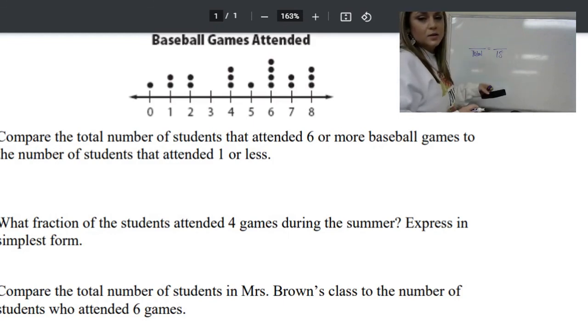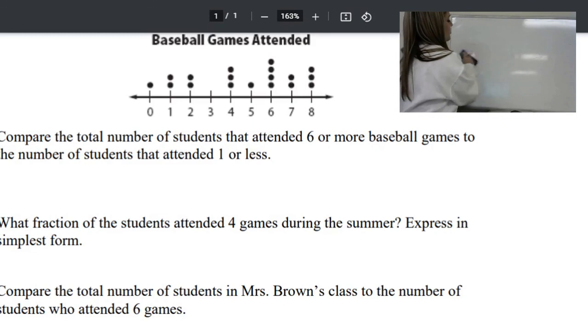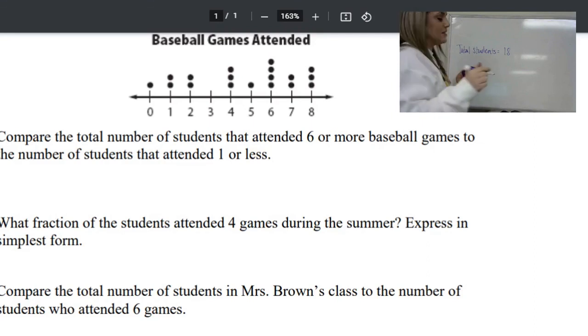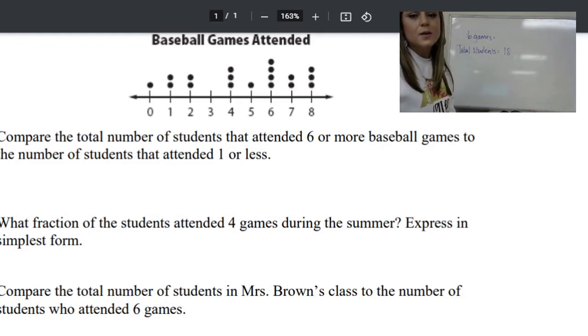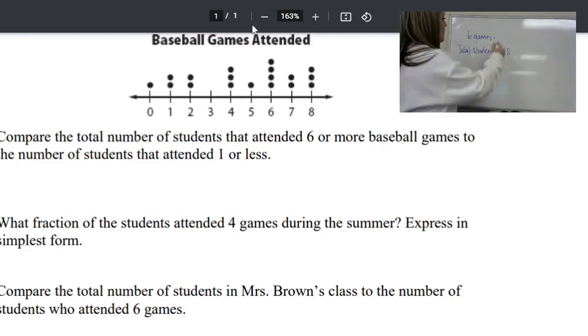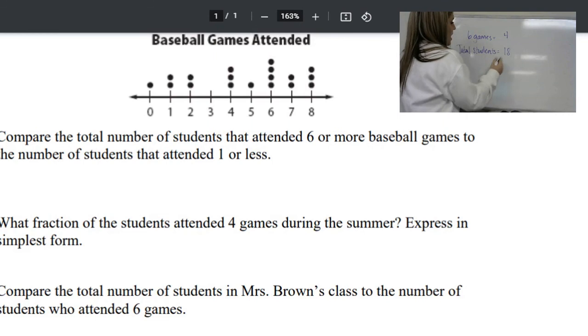Ooh, compare. I'm doing a fraction. I shouldn't do this. Total students is 18. Sorry, guys. I was not meaning to do a fraction. I'm losing my mind. And then 6 games. It didn't say 6 or more games. It just said 6 games. So we're just looking at 6 games. Okay, that's 4. Okay, now I'm going to divide just like I have been doing. 18 divided by 4. Okay, 4 will go into 18 4 times.